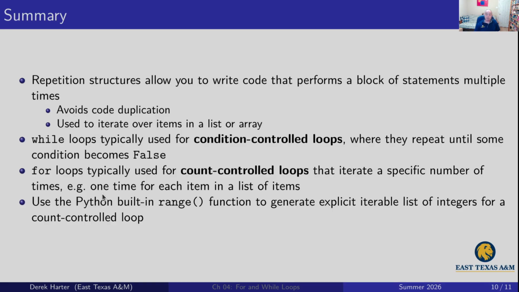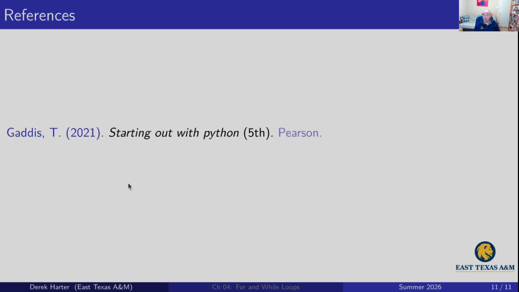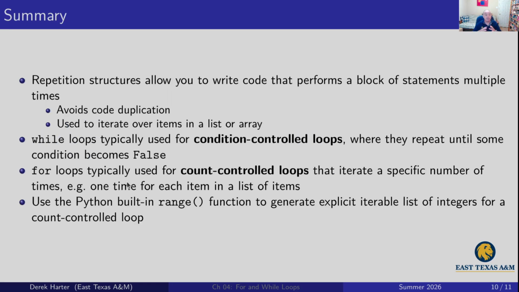Right? And there's two basic types of loops: condition-controlled loops and count-controlled loops. In Python, you should be using a while loop whenever you're doing a loop that should keep going as long as some condition is true, and stops once that condition becomes false. That's the condition-controlled loop. And you should be using the for loop whenever you want to do a count controlled loop.